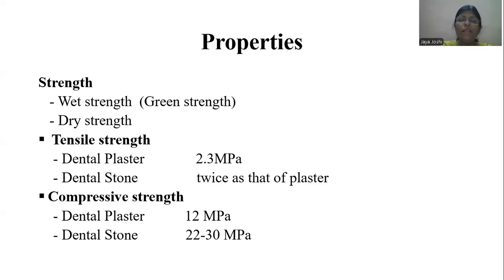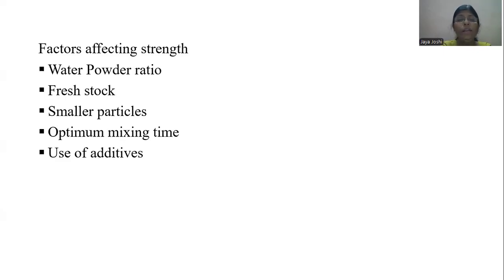Wet strength is measured when there is an excess amount of water present in the mix. Once this water gets completely evaporated, that is after complete setting of the material, there is a complete interlocking of the crystals, and the strength you measure then is called dry strength. Of course, the dry strength is more as compared to the wet strength. The tensile and compressive strength are both low, but they are even lower in dental plaster as compared to dental stone.